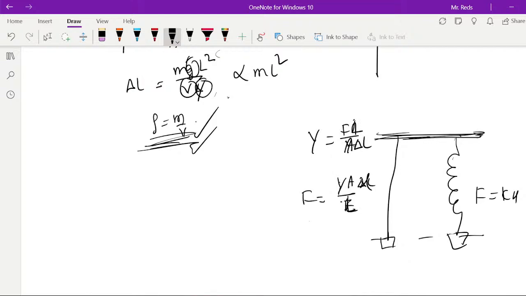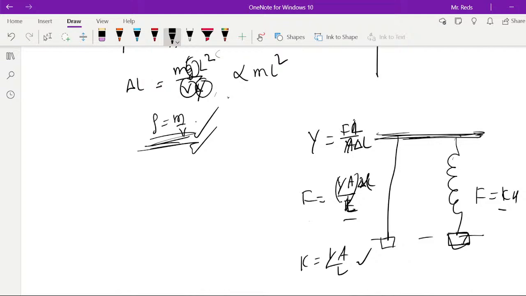F L by A into delta L. So F is equal to Y A delta L by L. Y A by L times X will be taken as force constant. Force constant will change accordingly. So here you can take this as force constant K is equal to Y A by L. When a wire is cut, the force constant will change.